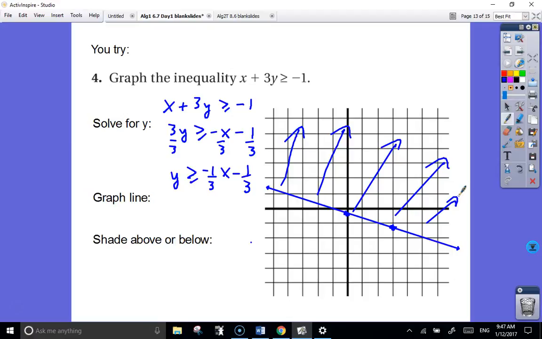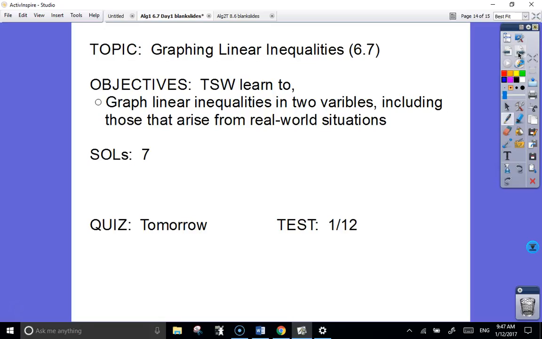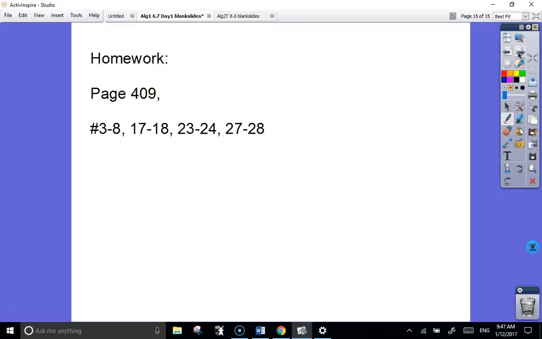Okay. So that is the lesson for today. And then we've got a little bit more to add tomorrow. And that's the homework.